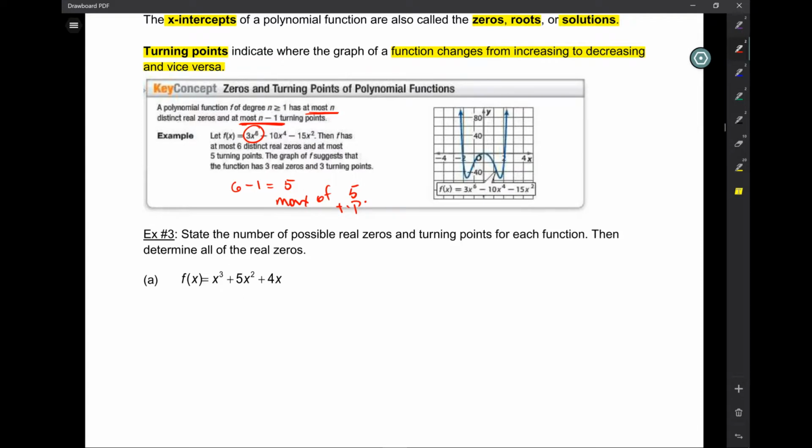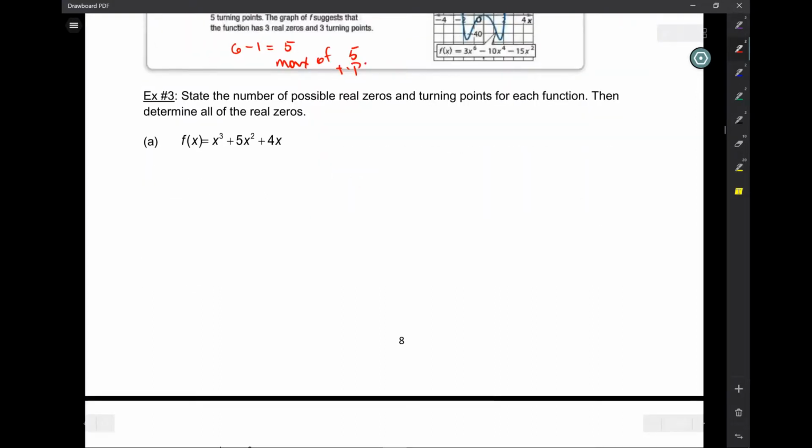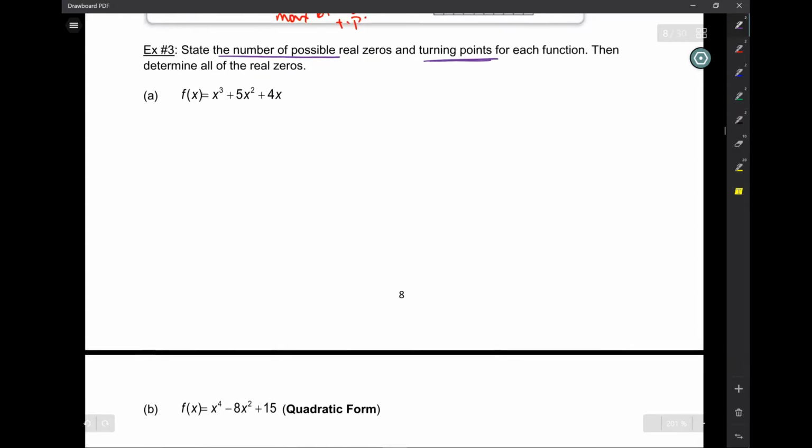Now this one crosses how many times? 3 times. Right, so it's allowed to cross as many as 6 times. So it can never have like 7 zeros. Now of those 6 zeros, some will be real and some will be imaginary. All right? Okay, let's take a look at this one. It just says state the number of possible real zeros and turning points.